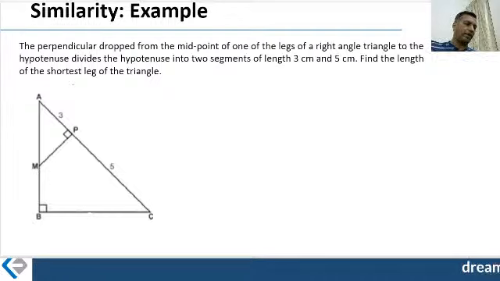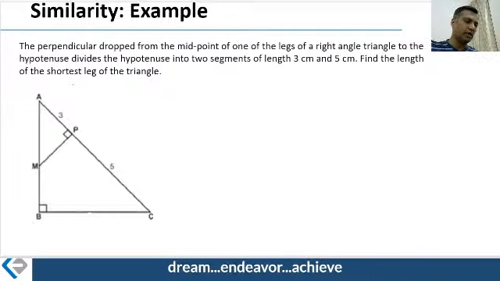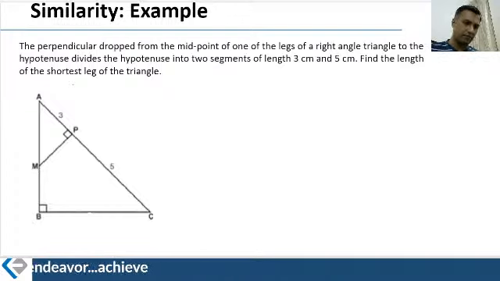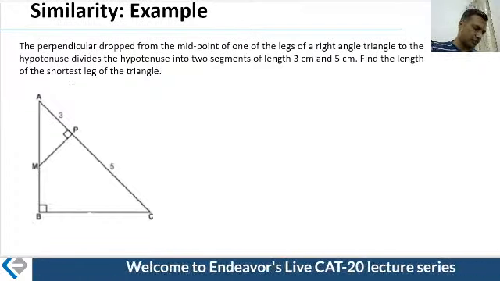Right, you did that. Fine. The perpendicular dropped from the midpoint of one of the legs of the right angle triangle to the hypotenuse divides the hypotenuse into two segments of length 3 centimeters and 5 centimeters. Find the length of the shortest leg of the triangle. Good. So what is happening here?